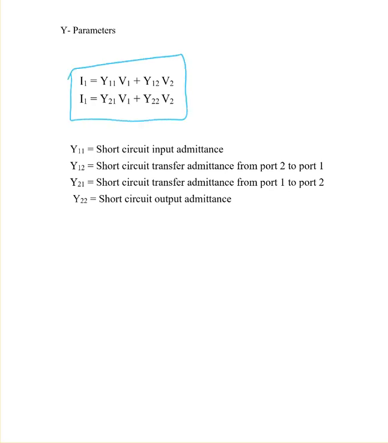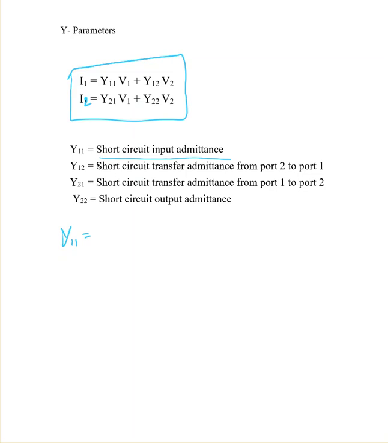The first one is I1 equal to Y11 V1 plus Y12 V2, and I2 equal to Y21 V1 plus Y22 V2. So here I1 and I2 are dependent quantities, V1 V2 are independent quantities. Based on this, similar to Z parameters, Y11 is short circuit input admittance.